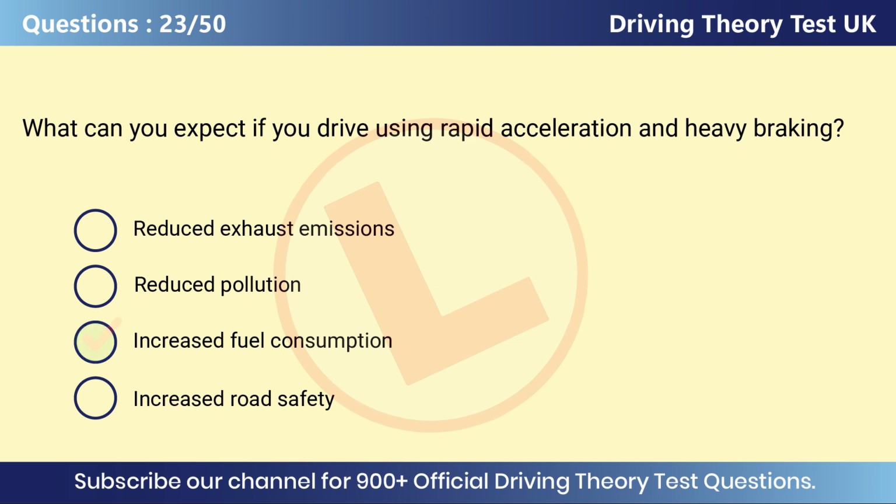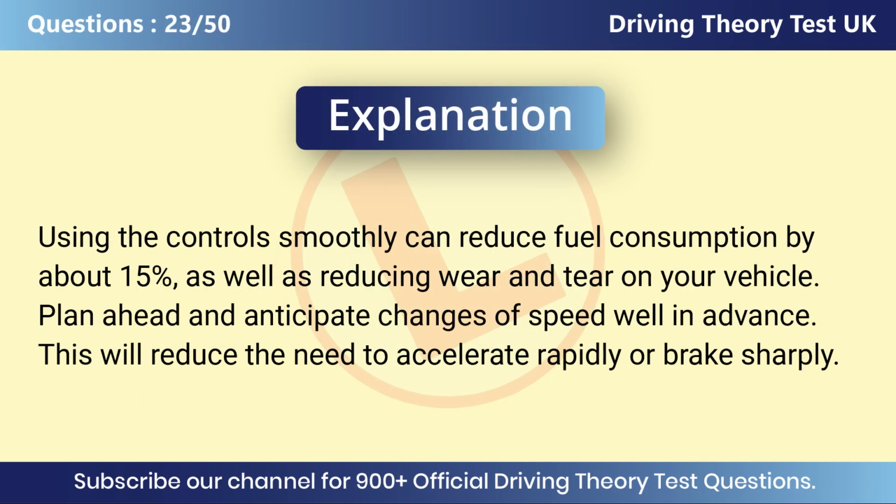C. Increased fuel consumption. Using the controls smoothly can reduce fuel consumption by about 15%, as well as reducing wear and tear on your vehicle. Plan ahead and anticipate changes of speed well in advance. This will reduce the need to accelerate rapidly or brake sharply.